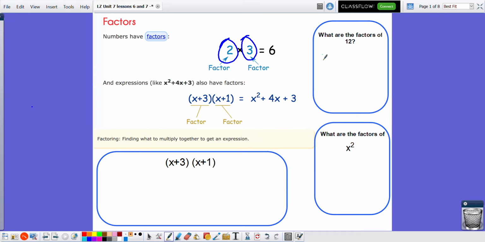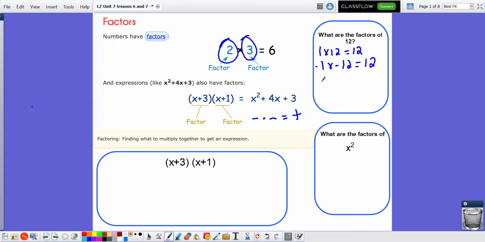So the factors of the number 12. Let's see. We know that 1 times 12 equals 12. And we also know that negative 1 times negative 12 equals 12. We know that because when you multiply a negative number times a negative number, you get a positive number.